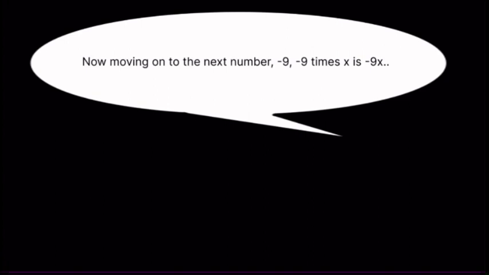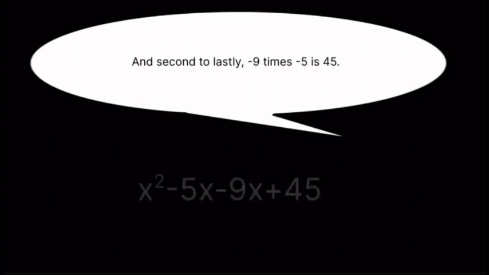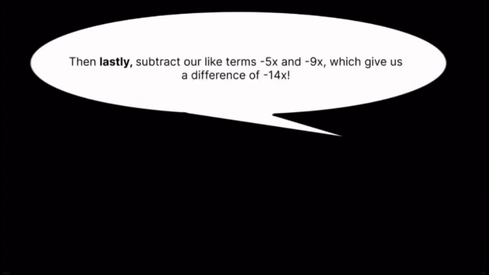Now moving on to the next number, negative 9. Negative 9 times x is negative 9x. And second to lastly, negative 9 times negative 5 is 45. Then lastly, combine our like terms, negative 5x and negative 9x, which gives us negative 14x. Did I get it right?